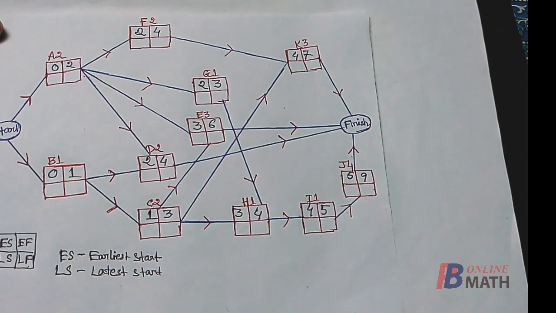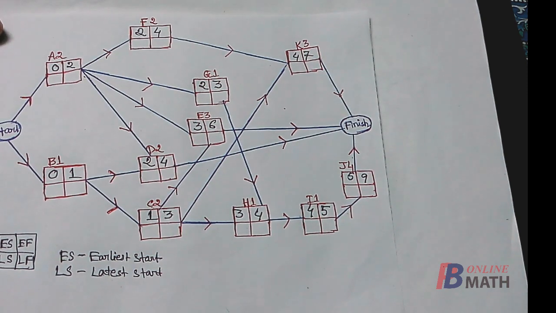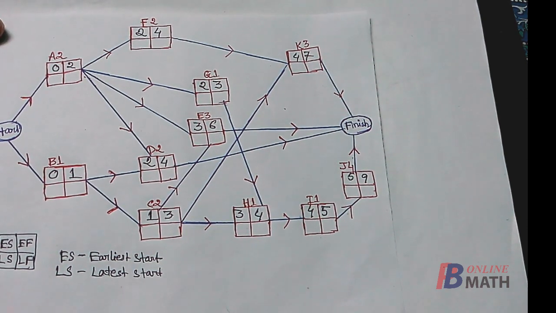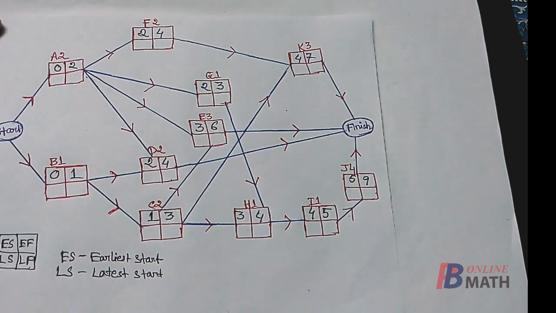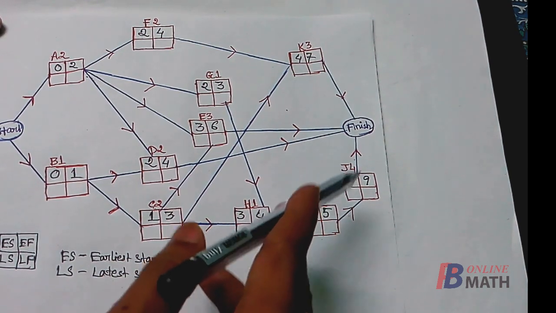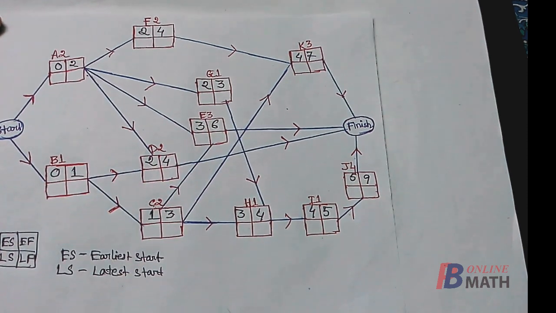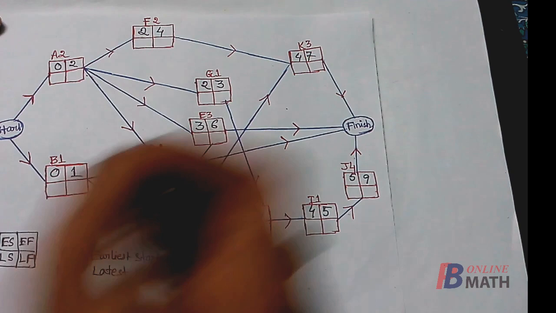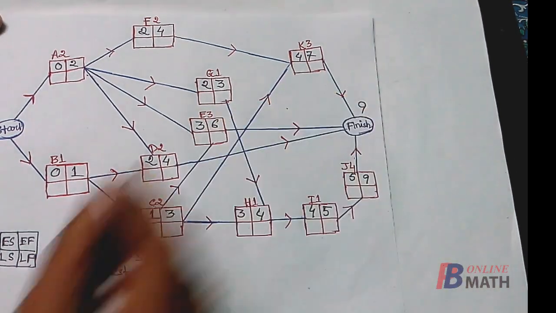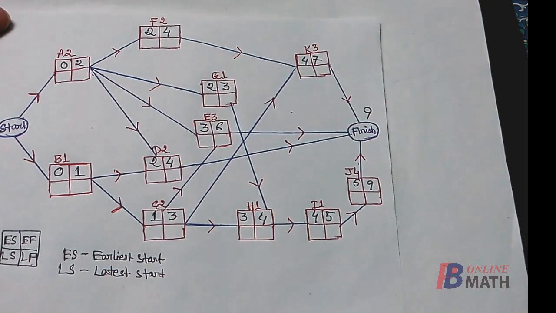Now the earliest start time and earliest finish time of all the activities are done. Now we have to find what is the least or minimum time required to complete all the activities. Here we find that the maximum time required to complete the activities is 9. So this 9 is the least time required to complete all the activities, that means to complete the project. So 9 is the minimum time, or minimum weeks, required to complete the project.